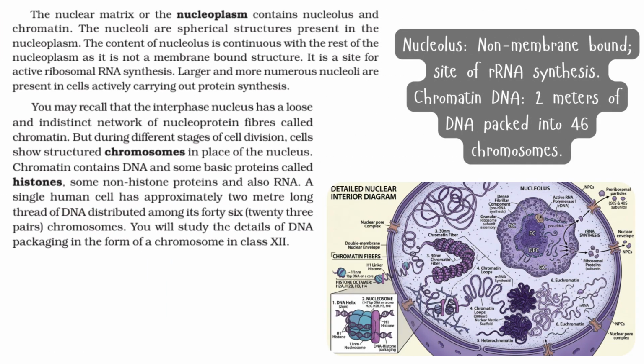Inside the nucleus, the nucleolus is a spherical structure that is not membrane-bound, meaning its contents are continuous with the surrounding nucleoplasm. This is the active site for ribosomal RNA, or rRNA, synthesis. Alongside it is the chromatin, composed of DNA, basic histone proteins, non-histone proteins, and RNA. NCERT provides a useful statistic here. A single human cell contains about 2 meters of DNA packed into 46 chromosomes. This packaging is essential for cell division.